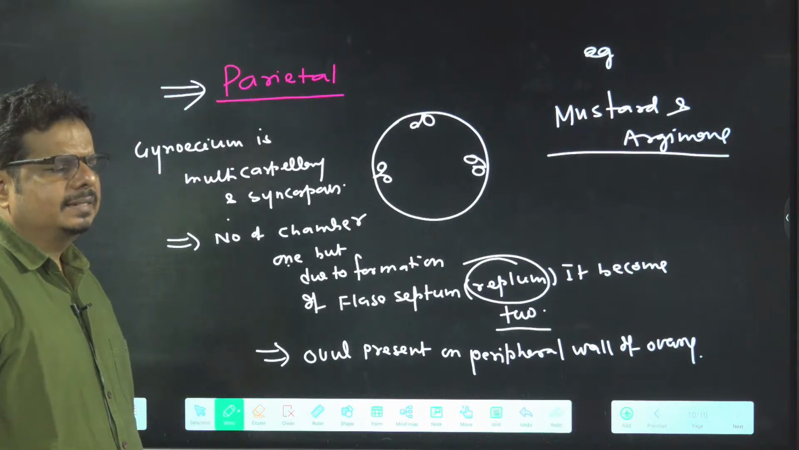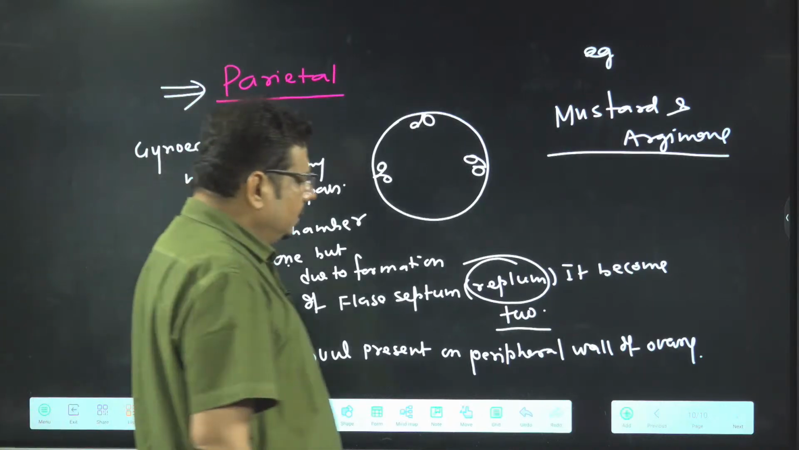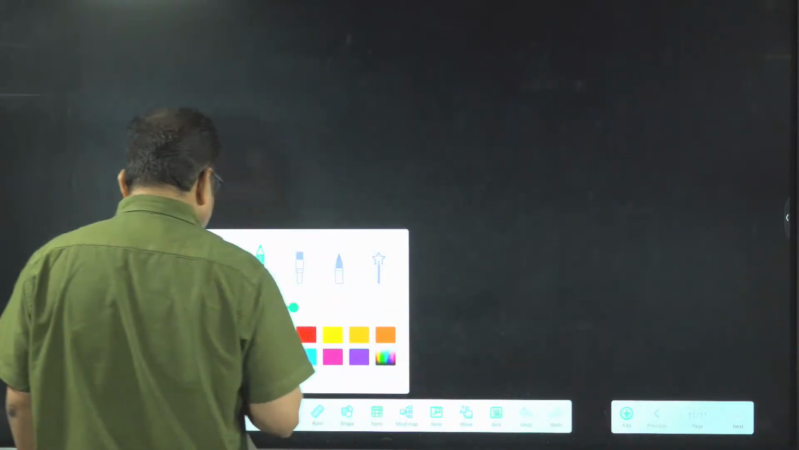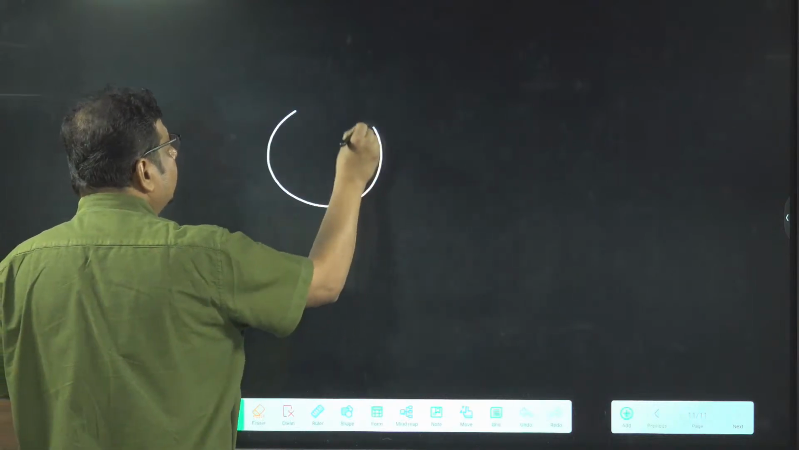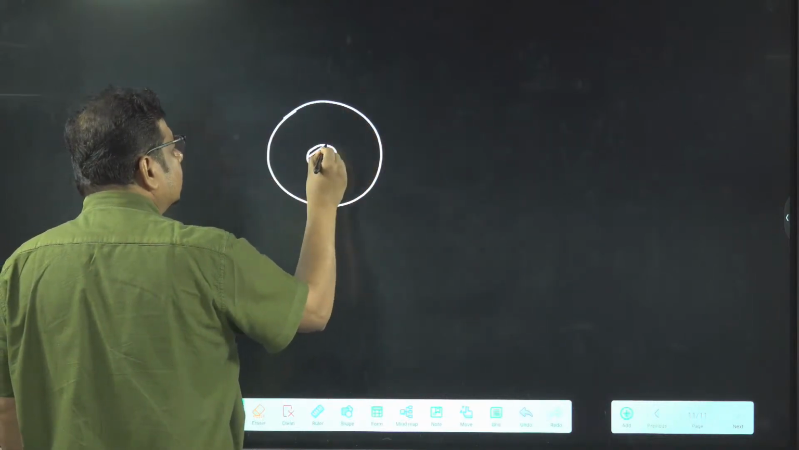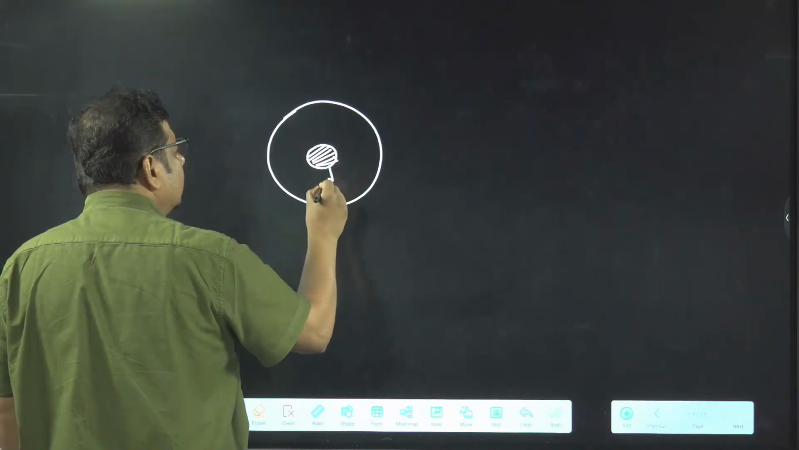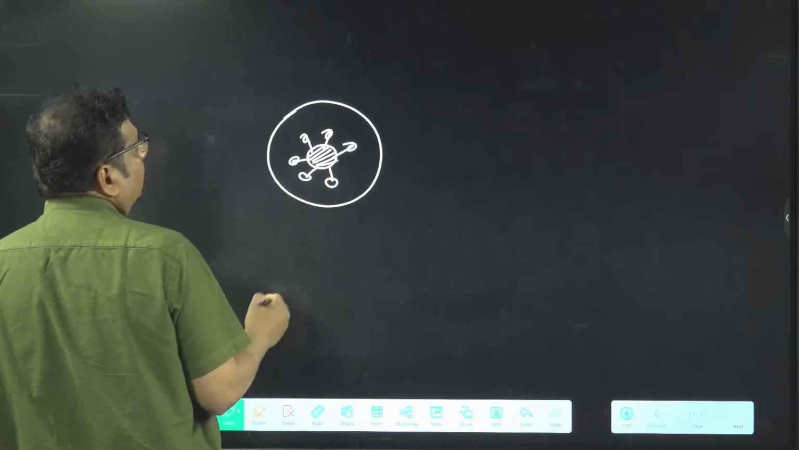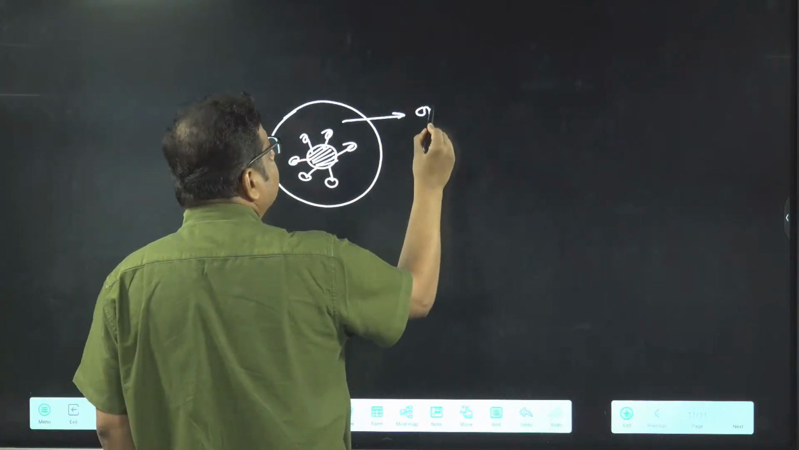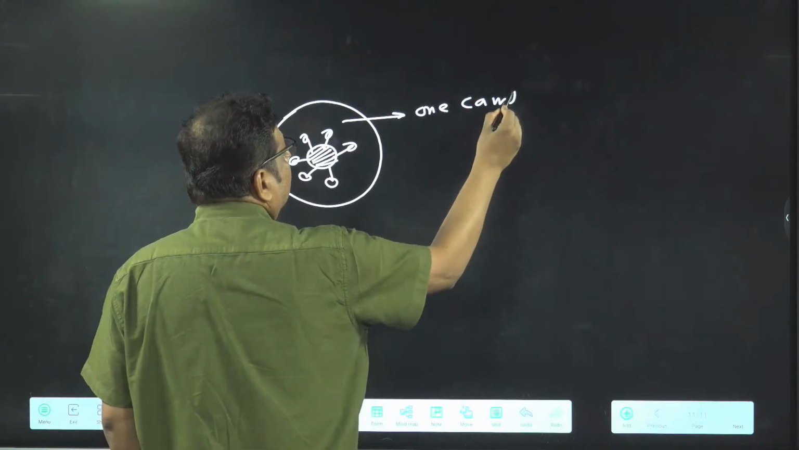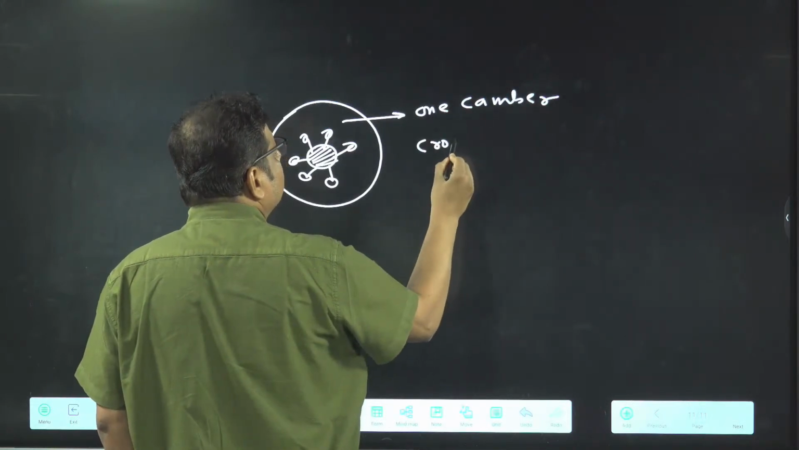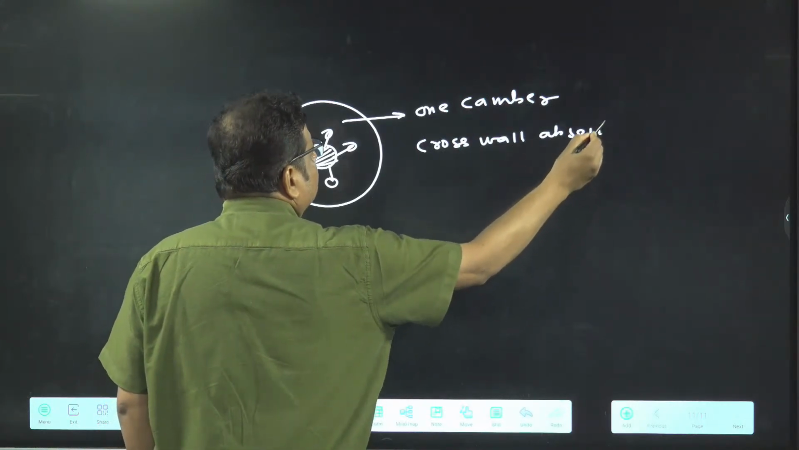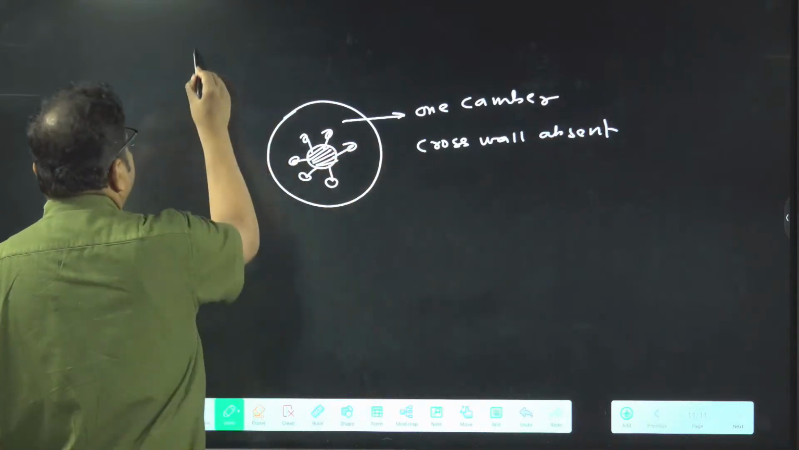After parietal, we are going to deal with which one? Free central placentation. So in free central placentation, what are we finding? Here it is the central axis and placenta. Here the ovules attach. And here how many locules are there? 1 chamber. Who is absent? Cross wall, septa, cross wall absent. And due to that reason it is 1 chamber. This is the difference between axial and free central.